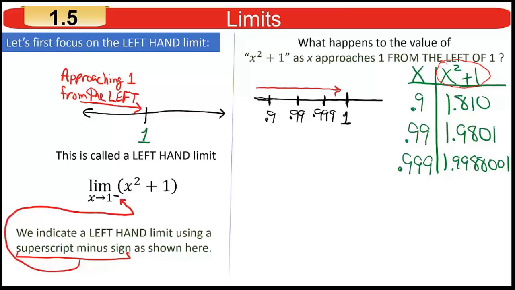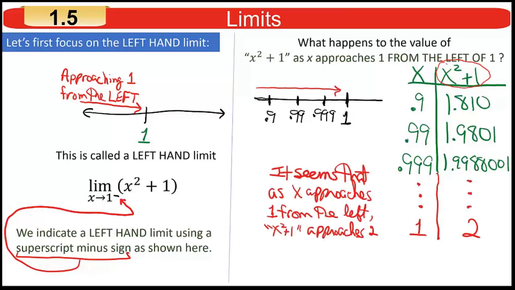And if you look at the progression of calculated values, it seems that they're getting closer and closer to 2. So as x gets closer and closer and closer to 1, x squared plus 1 seemingly is getting closer and closer and closer to 2. And that's the sense in which we say that the limit of x squared plus 1 as x approaches 1 from the left is equal to 2.